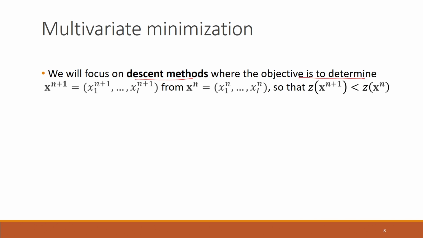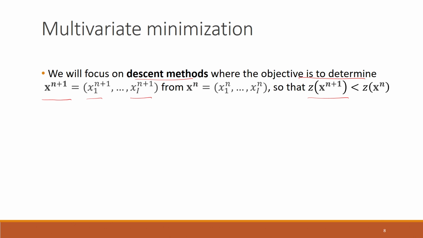Where the objective is to determine a new point x_{n+1}. Now here this x_{n+1} is a vector that has capital I components. So x_1^{n+1} is the first component, x_I^{n+1} is the last component, and so on. And we want to ensure that this x_{n+1} is such that the objective function value at this new point is smaller than the objective function value at the previous point, assuming of course that we are talking about minimization problems here. Similar analogy can be applied for maximization problems as well.